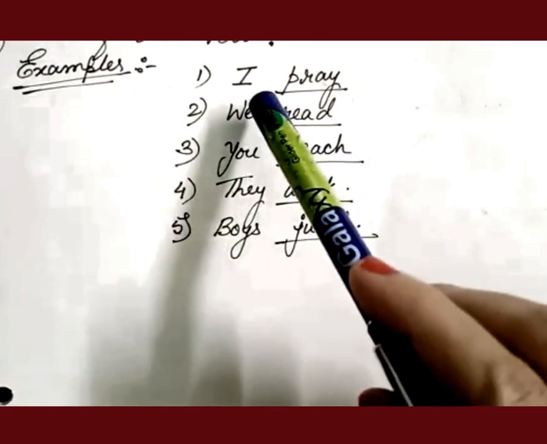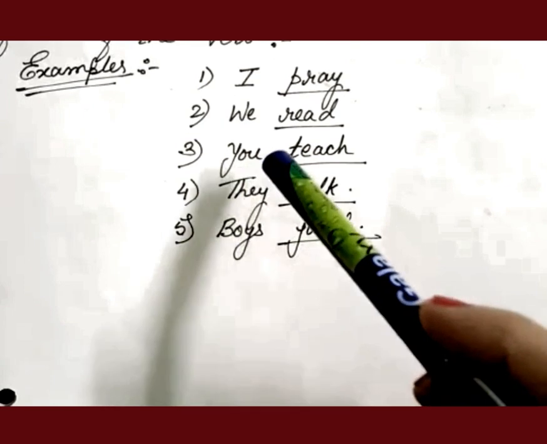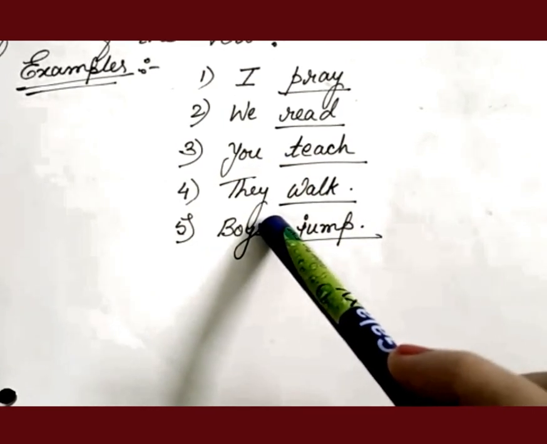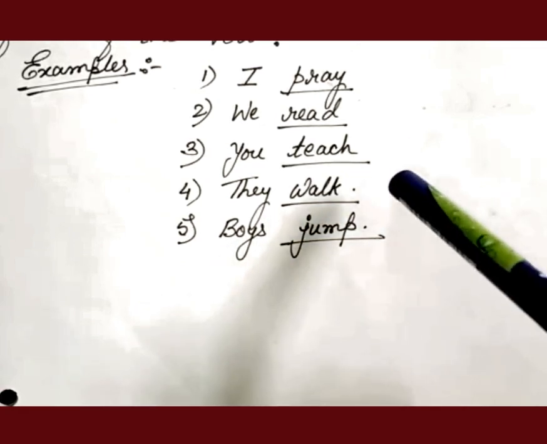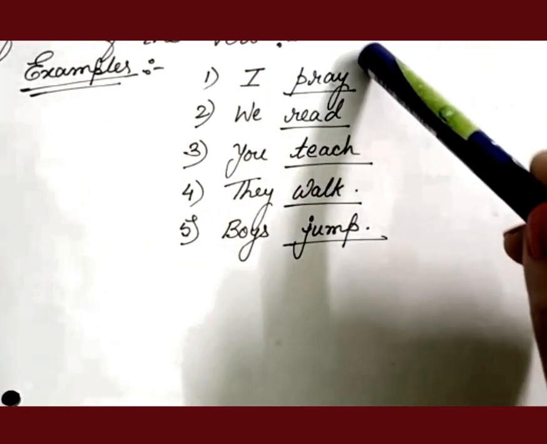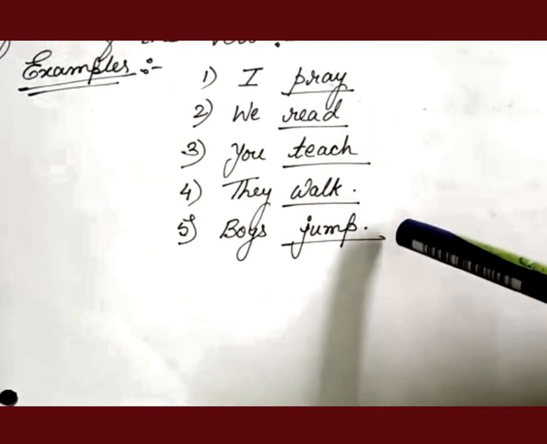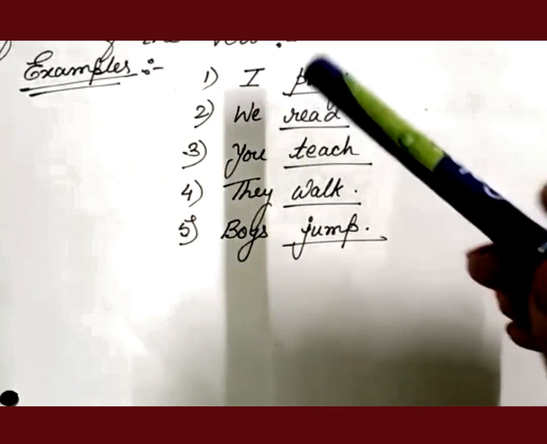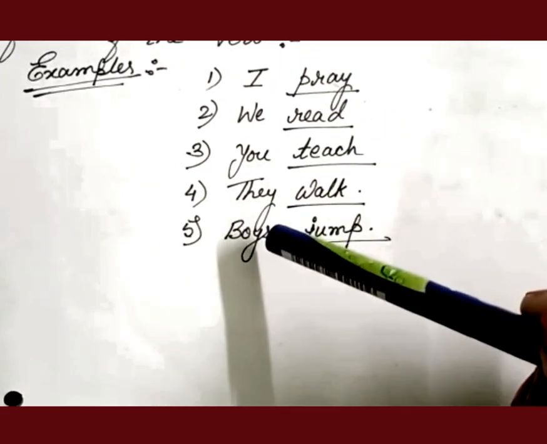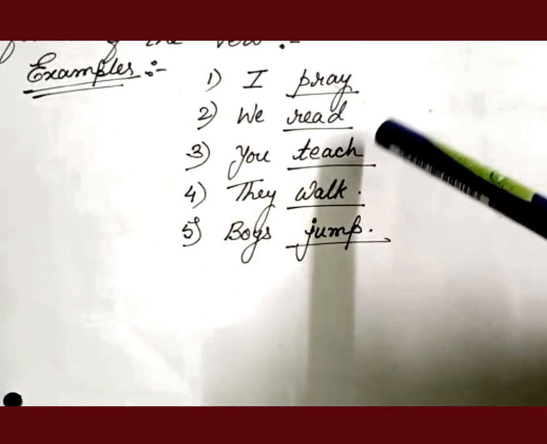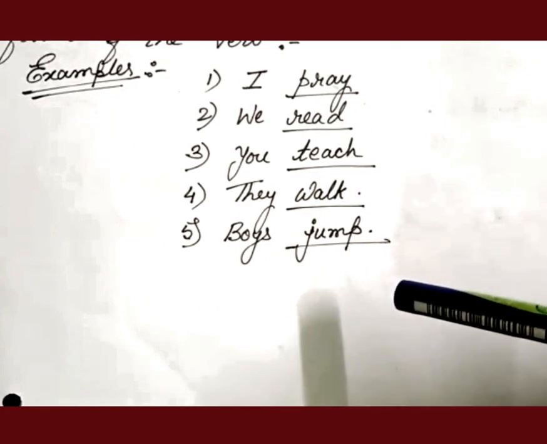With the first person I and we, with the second person you, and the third person they, and other plural subjects, we use the first or root form of the verb. Pray, read, teach, walk, jump. These are the examples. So we are using the first person, second person, third person, and other plural subjects along with the first or root form of the verbs.